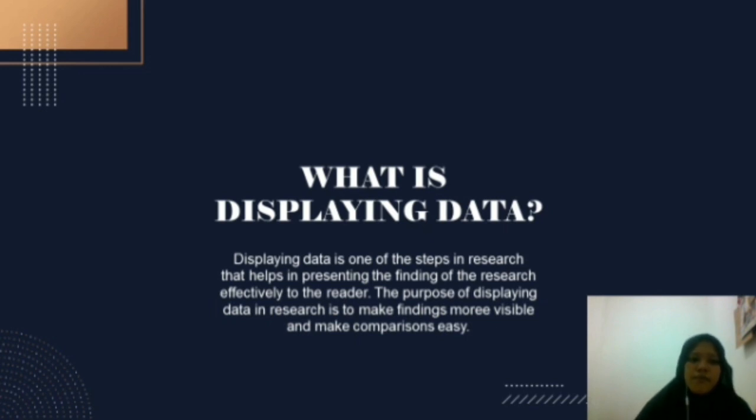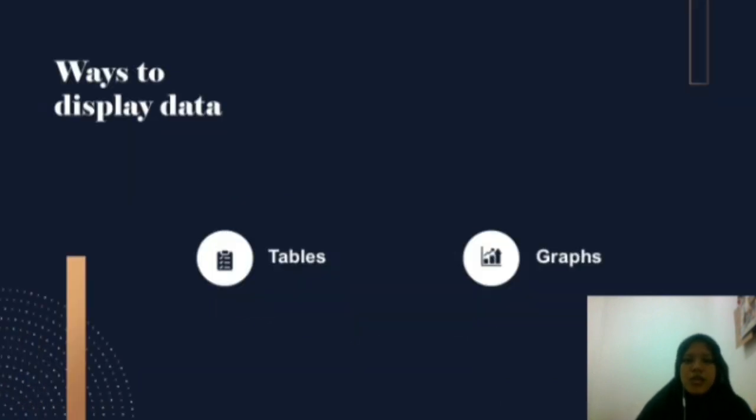Right, so we have known what displaying data is, and we are going to know about ways to display data. There are two ways, those are tables and graphs. There are basically two ways to display data, tables and graphs. The tabulated data and the graphical representations both should be used to give a more accurate picture of the research.